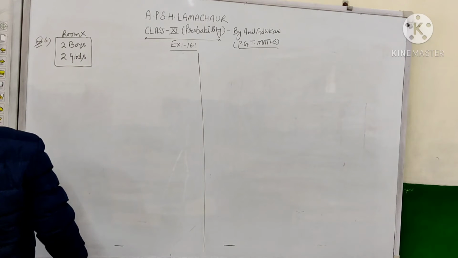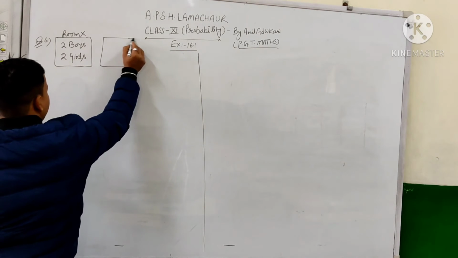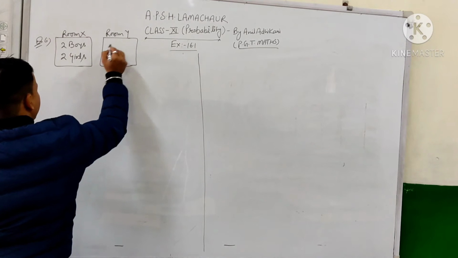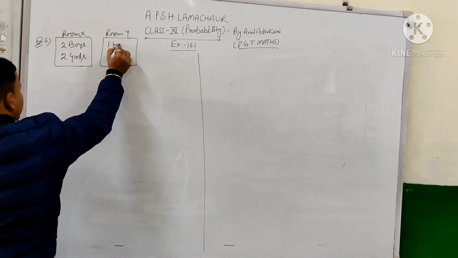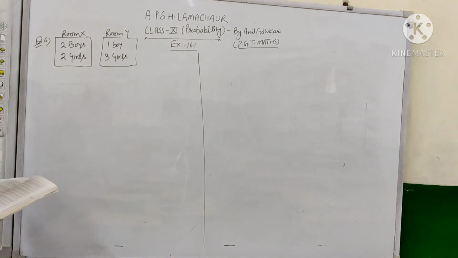Next, 1 boy and 3 girls are in room Y. So there will be another room, Let it be room Y. And there are 1 boy and 3 girls. Okay, this is the picture.